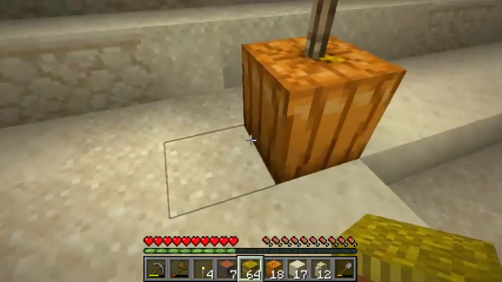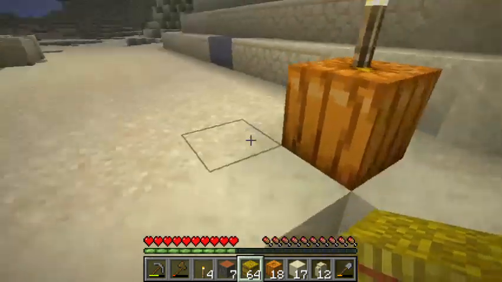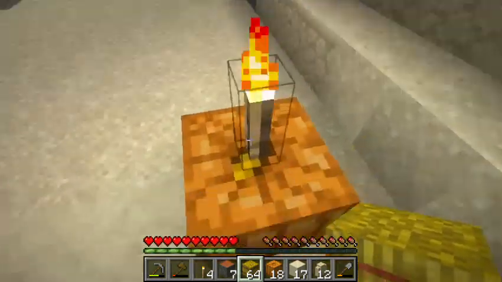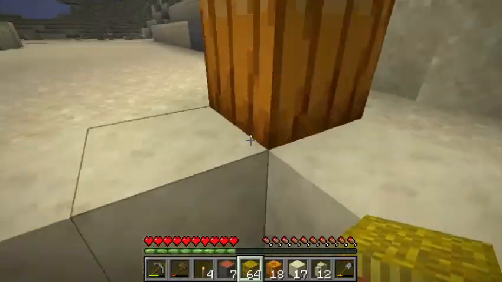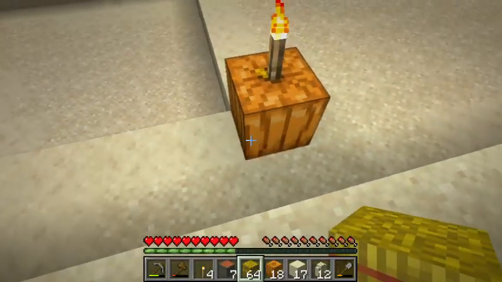Like these pumpkins here, you can't place pumpkins sideways. If you place a pumpkin block, it's always oriented like this, and all four sides of it look exactly the same.